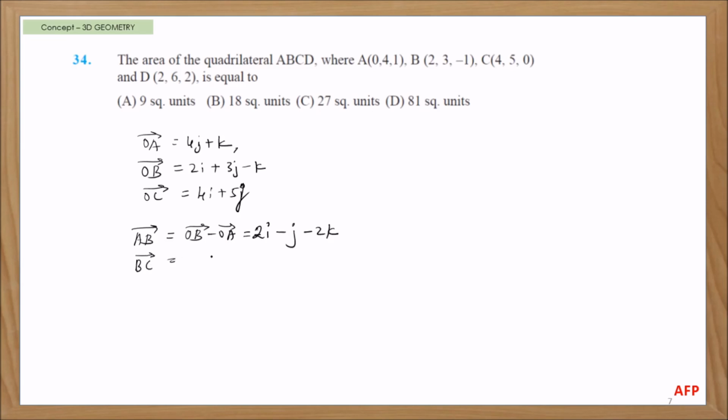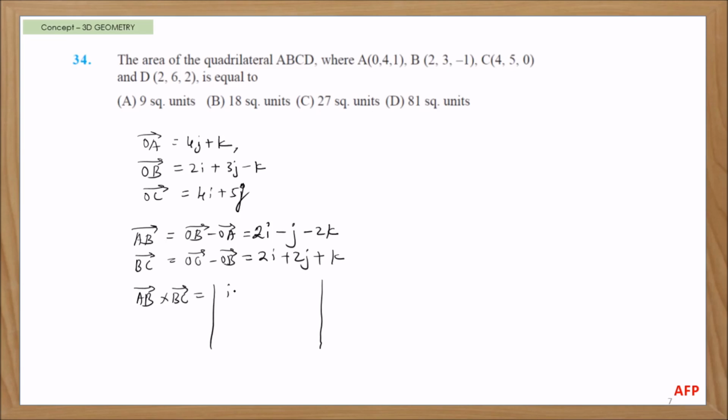BC vector is OC minus OB. So 2i plus 2j plus k. Okay. So now we will find their cross product.